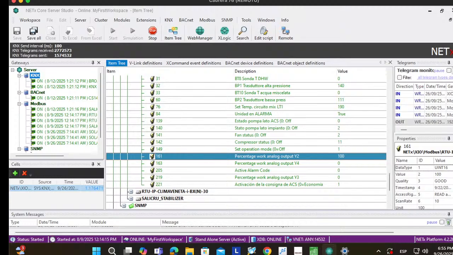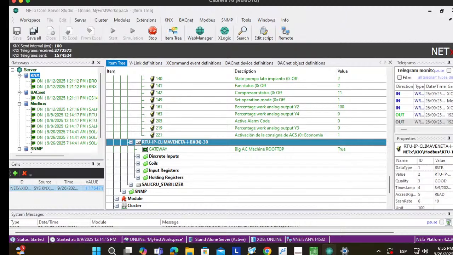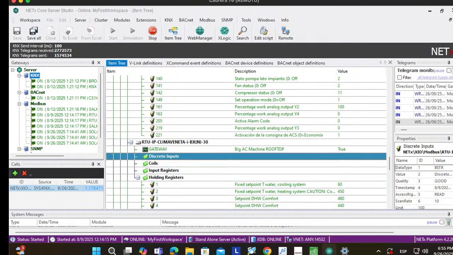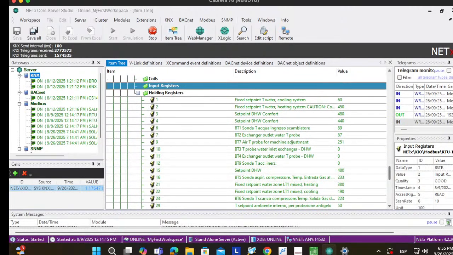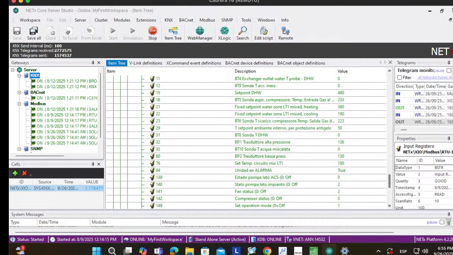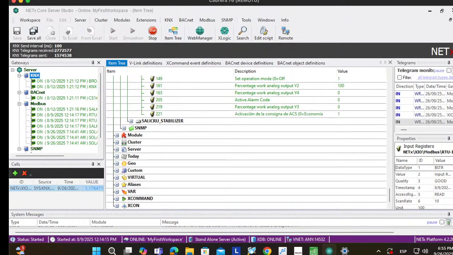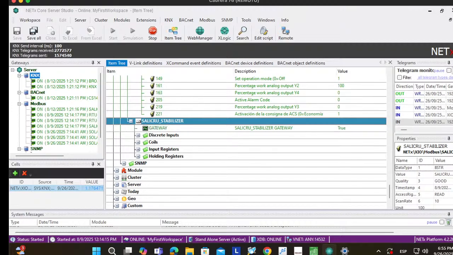In this case, we have two machines, and we also have holding registers, just holding registers. Wonderful, beautiful. In this project, I also have the Modbus protocol.